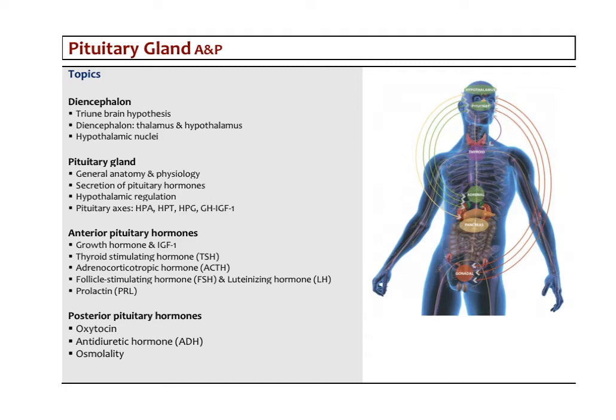Okay, this will be the first video on the anatomy and physiology of the pituitary gland. We're going to look first at where the pituitary is in the brain, what its relationship is to the hypothalamus and other related areas. That's all part of what's called the diencephalon.